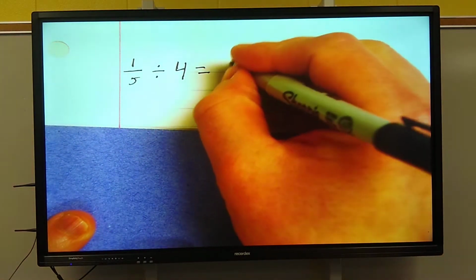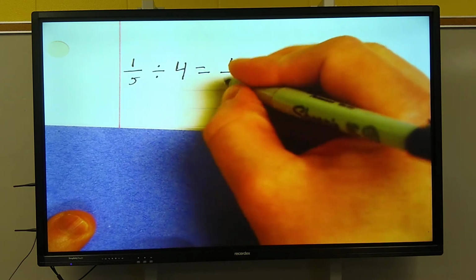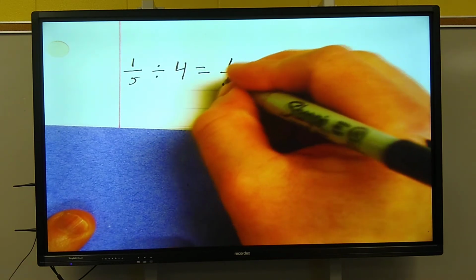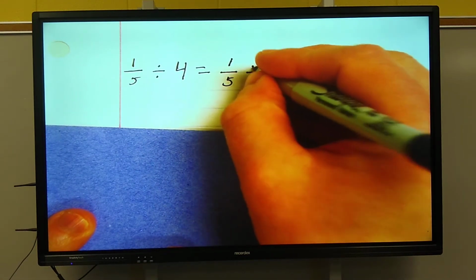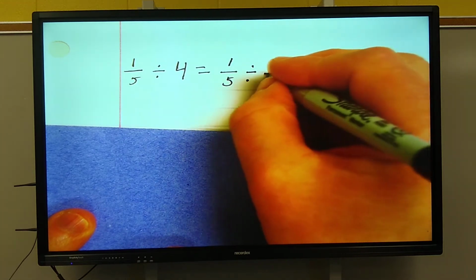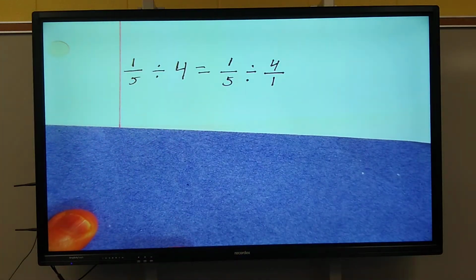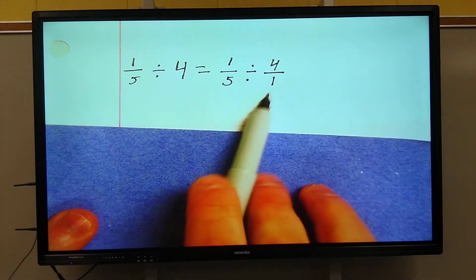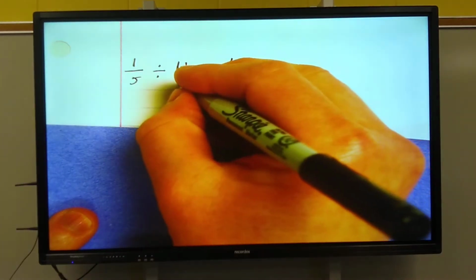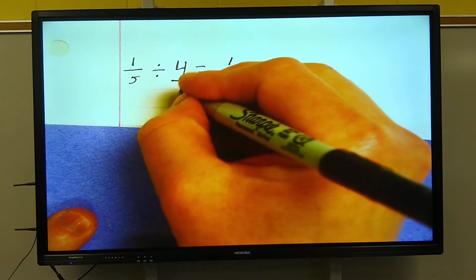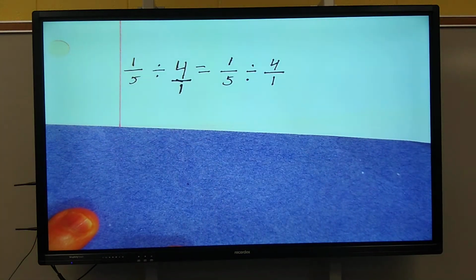Just like when you multiplied fractions, you want to change the whole number into a fraction by putting 1 as your denominator. Okay? So the first thing you'll realize is that this is really 4 over 1.